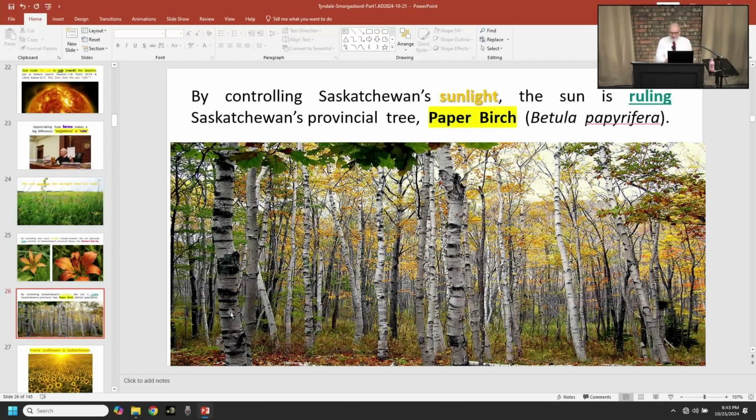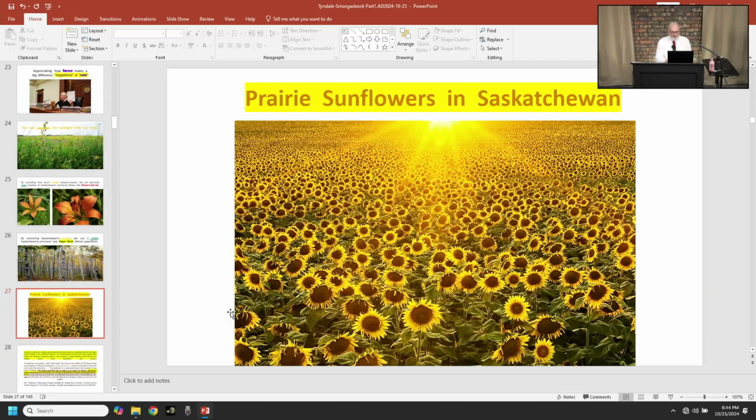Well, there would be no paper birches if there was no sun to provide the sunlight that is used photosynthetically to produce and to grow the trees. Same thing with flowers, such as sunflowers. And interestingly, how many of you ever watched a sunflower tilt toward the sun?